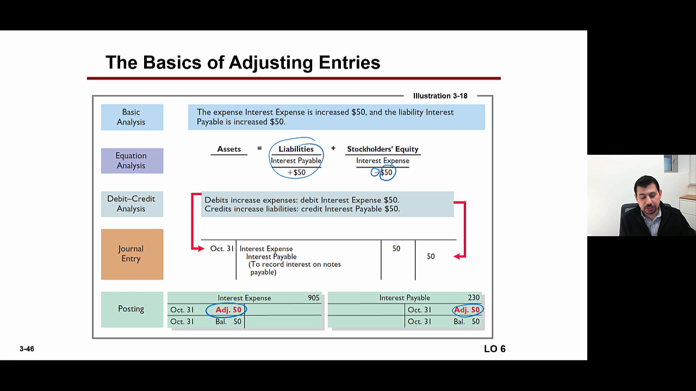We used interest payable here and we did not credit notes payable because we need to differentiate between the notes payable itself and the interest. So basically, we need to differentiate between the original amount, which is also called the principal, and the interest that has accumulated or accrued over the time of the loan.